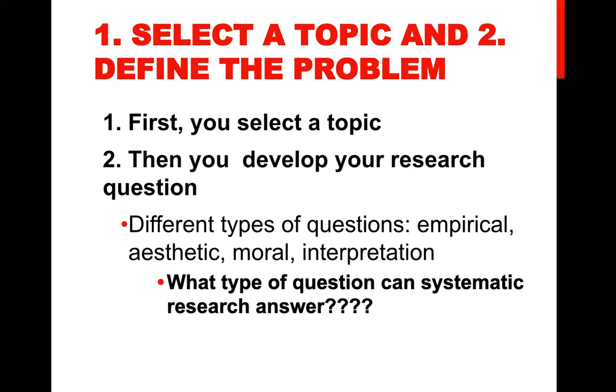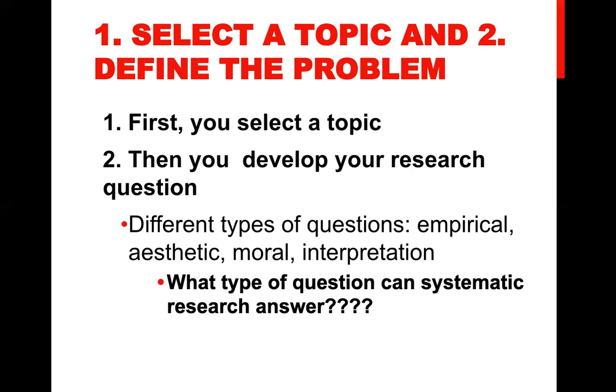So an empirical question might be something like, does a person's gender influence whether they prefer swimming or dancing in terms of fitness activities? Right? That is a knowable question. That is a question you can get at, right? Can you find a gender difference in your given population when it comes to exercise preference?